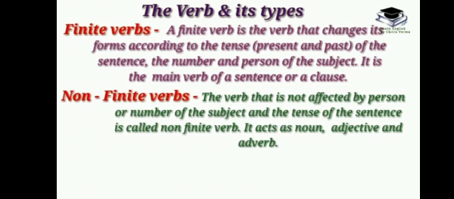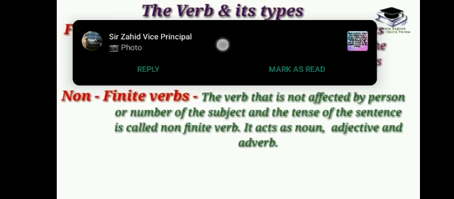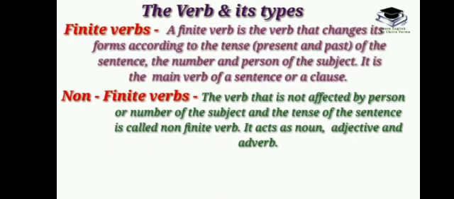In another video I have already told you that as far as finite verbs are concerned, these verbs are limited by the tenses. It means that with the changing tense, they change their forms. So over here you can see that a finite verb is a verb that changes its form according to the tense, that is present and past of the sentence, and the number and person of the subject. It is the main verb of a sentence or a clause.